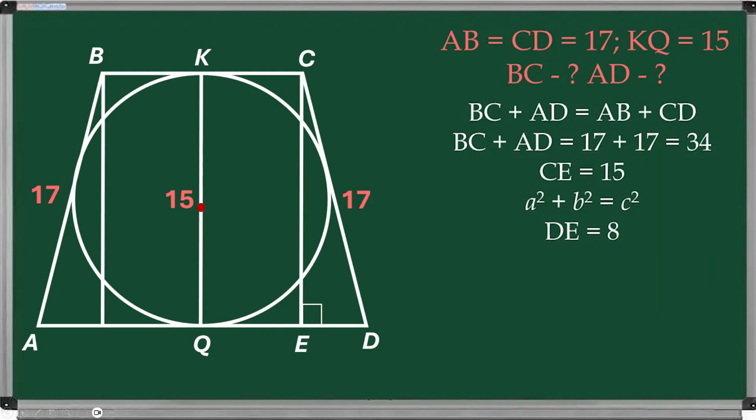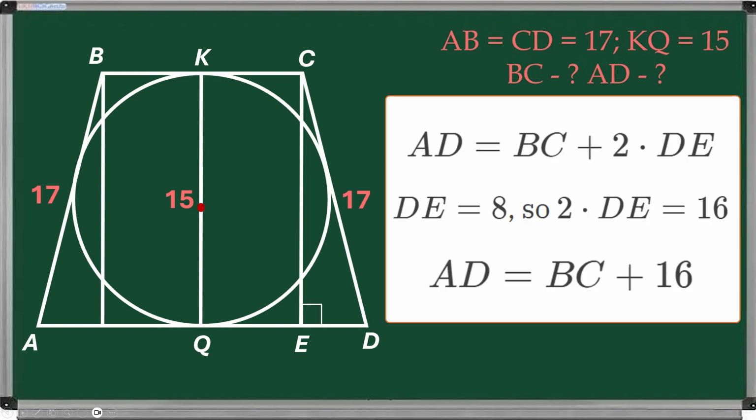Step 4. Relating the bases. In an isosceles trapezoid, when we drop perpendiculars or heights from the endpoints of the shorter base to the longer base, AD can be expressed as the sum of the shorter base BC and two segments like DE. So AD equals BC plus 2 times DE. We found DE to be 8, so 2 times DE is 16. Therefore, AD equals BC plus 16.